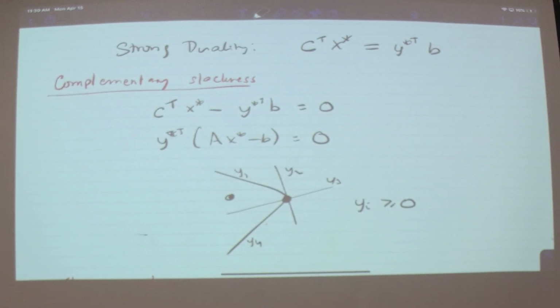So along this line of reasoning, if the optimal dual variable y star transpose is non-zero, we say we have tight constraints in the primal. You must have a tight constraint if you have an optimal pair.